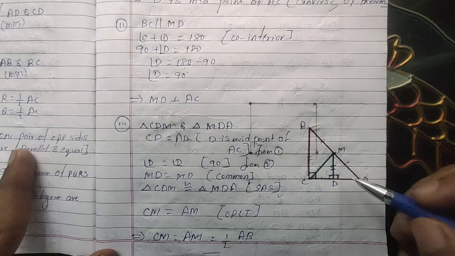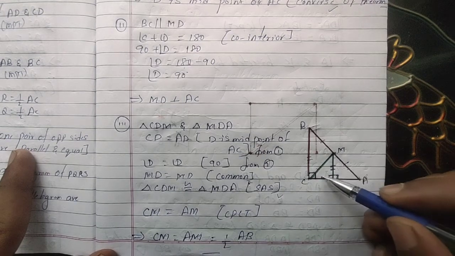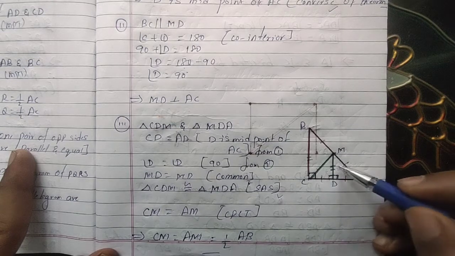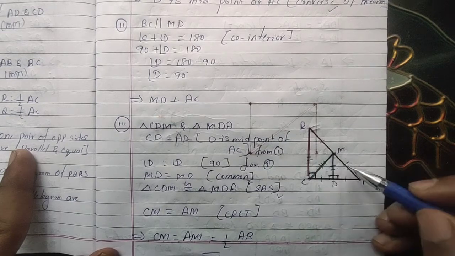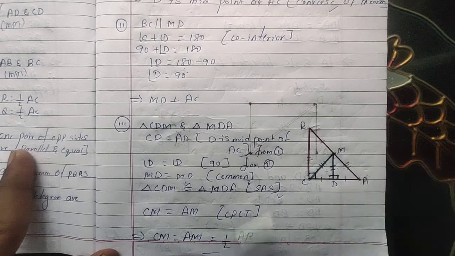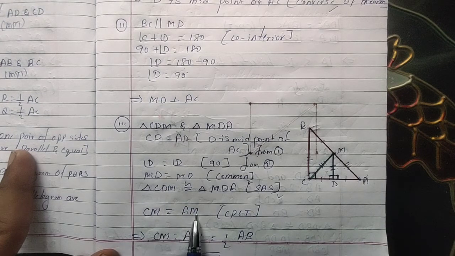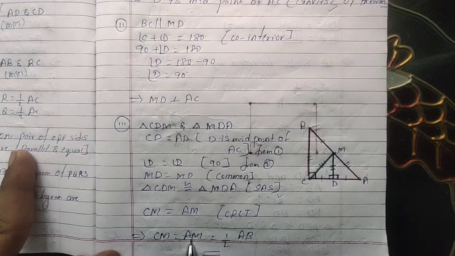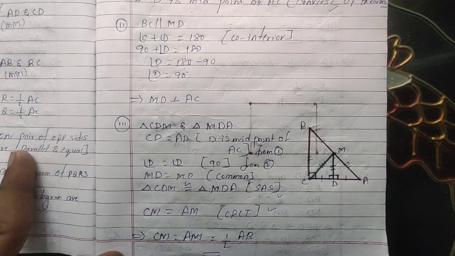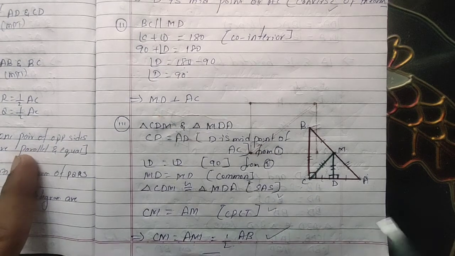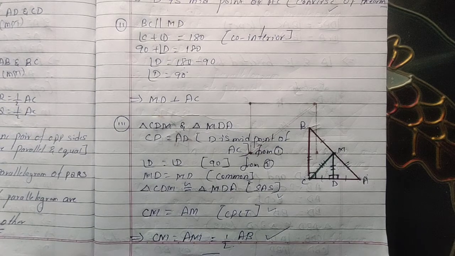Then what are the corresponding parts? Two sides. This is equal to this and this is a common side. What is the third side? CM. Here the third side is AM. So CM and AM both are equal, by using congruence. CM equals AM, but AM is what? Half of AB. Therefore, I can say CM and AM are equal to half of AB. So this is what I need to prove. Thank you, students.